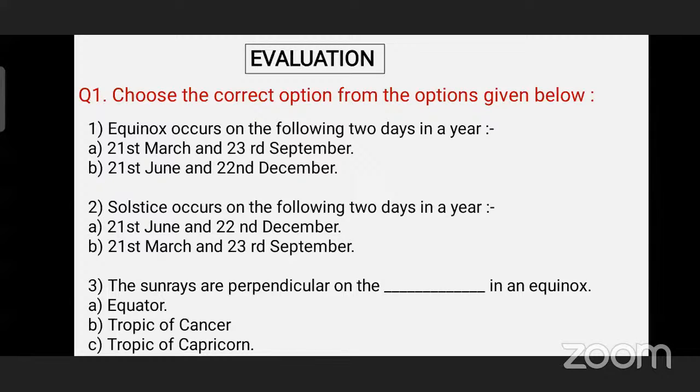The next question is, the sun's rays are perpendicular on the dash in an equinox. Equator. Yes, equator, very good students. The options were equator, Tropic of Cancer, and Tropic of Capricorn. So on equinox, the sun's rays are perpendicular on the equator. Now next, I will ask you some more questions. In the next slide, we will see question answers.